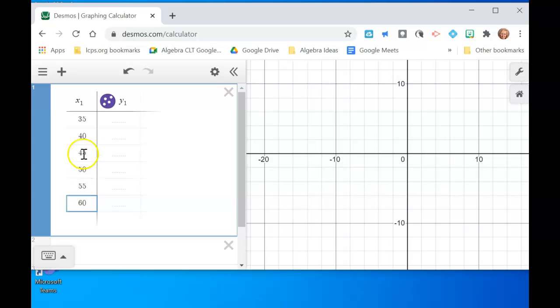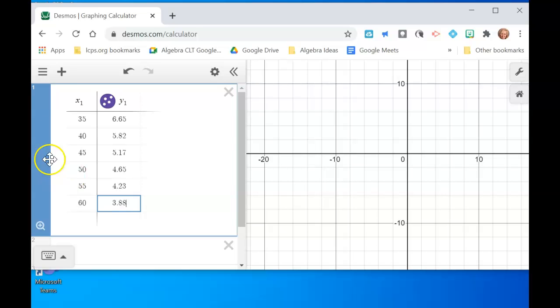Now we're going to enter the corresponding y values from the example. We've got 6.65, and we're going to be really careful to put them in accurately. 5.82, 5.17, 4.65, 4.23, and then 3.88.